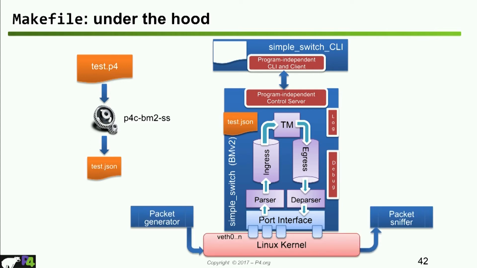So we set up a bunch of virtual interfaces, and each switch is connected to some set of virtual interfaces. We can send packets through the Linux kernel between the different switches with some packet generator, and then receive the packets with some packet sniffer like Wireshark or Scapy's sniff function.